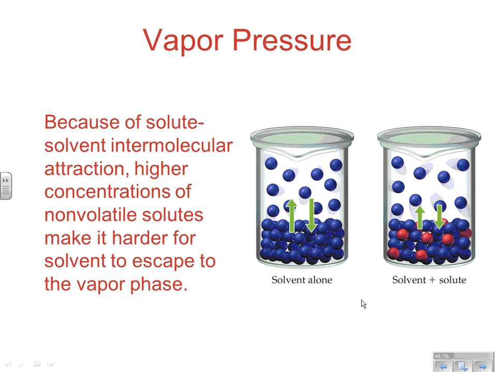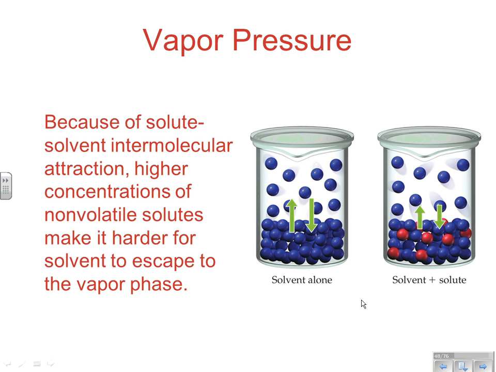Now, vapor pressure is the first one we're going to look at because it's really the basics of what's happening with colligative properties. It's one of the easiest to see what's happening and why it's identity independent, and it also is the basis for several of the other calculations that we end up looking at.